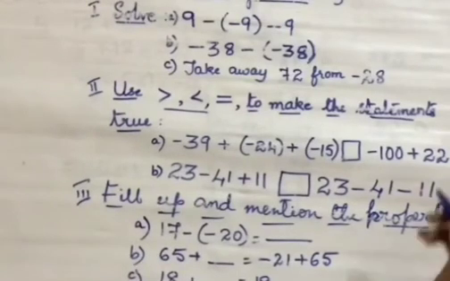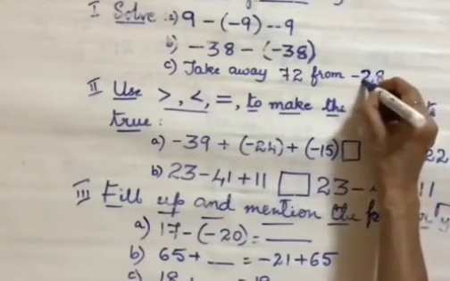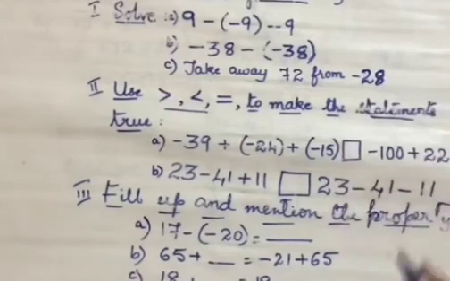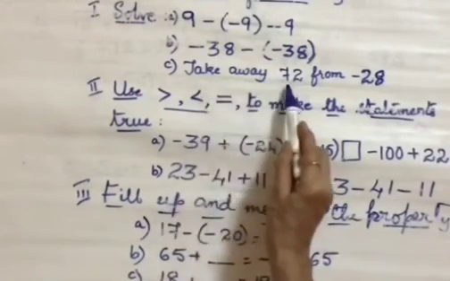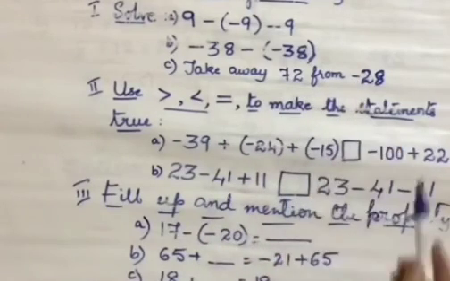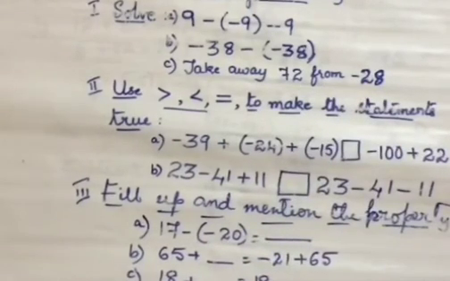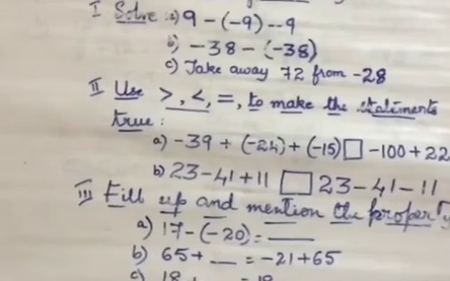Third one, take away. What do you mean by take away? Remove or subtract. Take away 72 from negative 28. That is the first exercise.